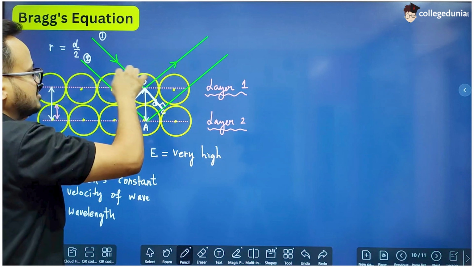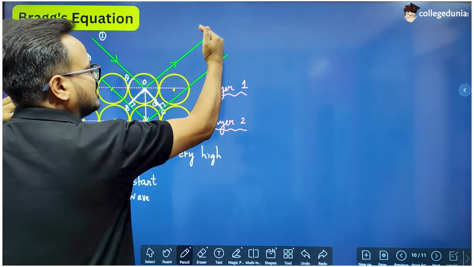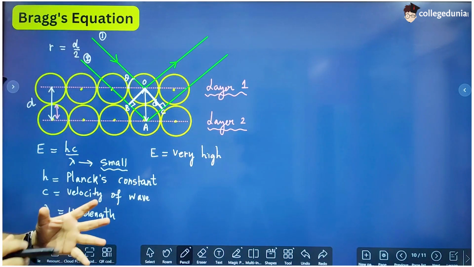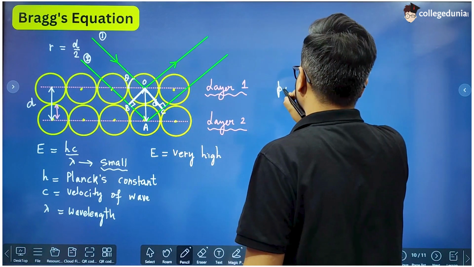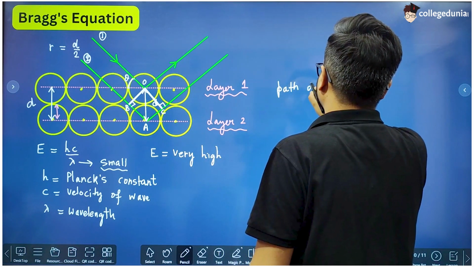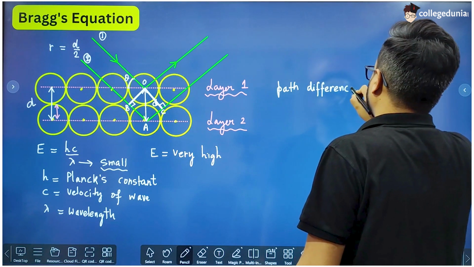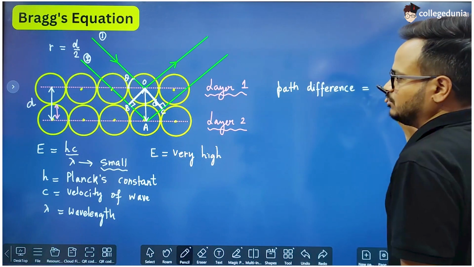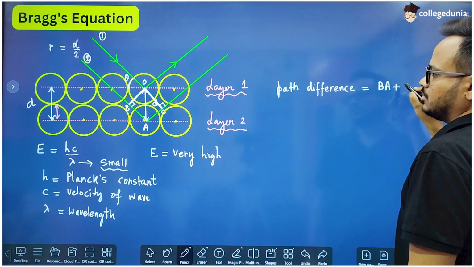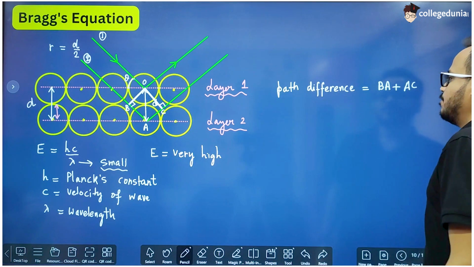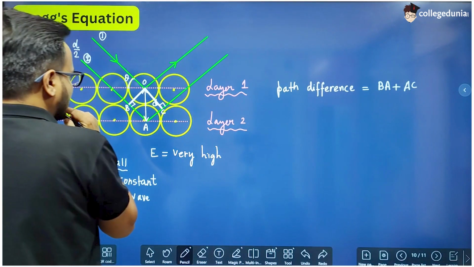If I compare this with the incident ray, then this BA length is extra, and if I compare this with the reflected ray, these lengths are same, so this AC length is extra, right? So we can say that the path difference between these two is BA plus AC. Path difference between these two is BA plus AC, right? So what is BA?